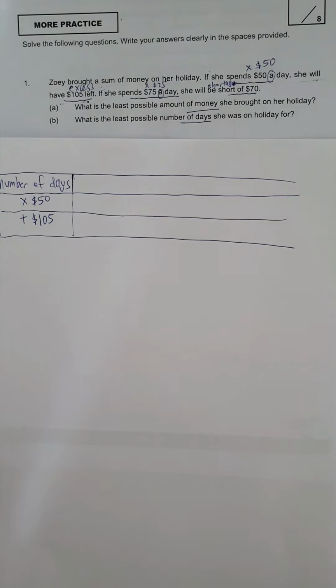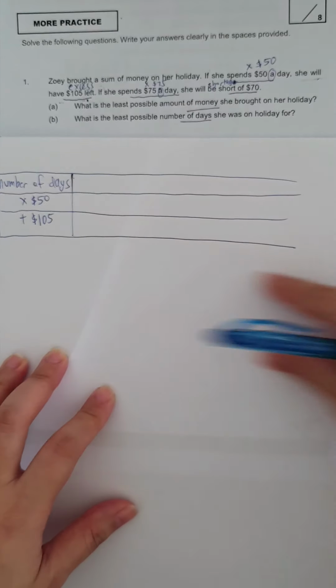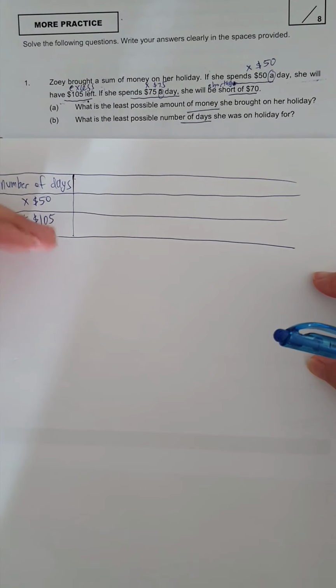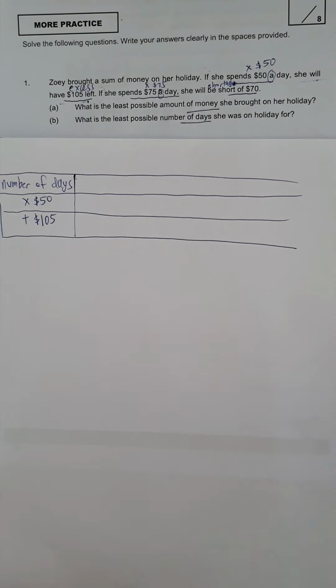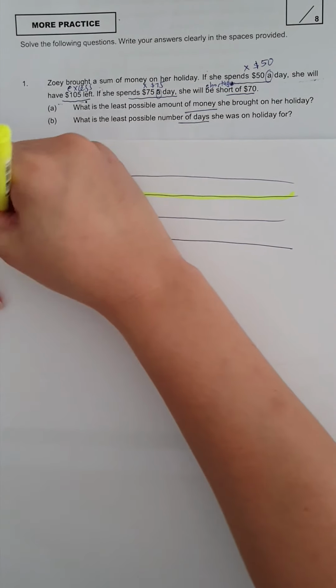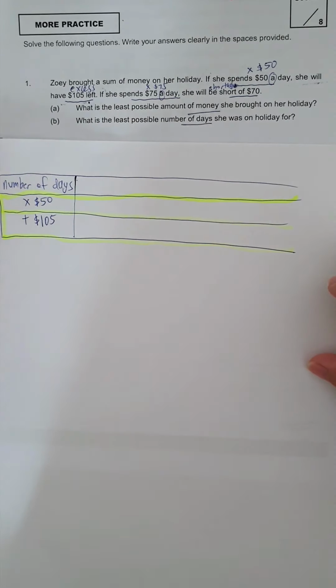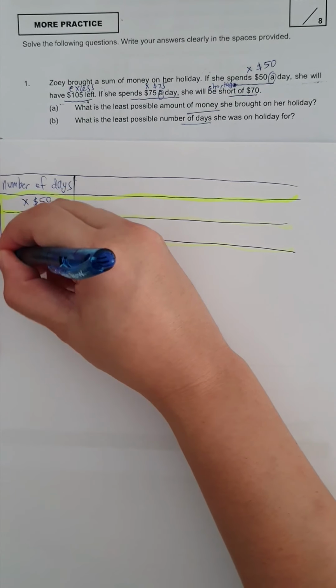Now, to save you time as well: some teachers will require you to do 2 tables, then you have to repeat this number of days here as well. So you have to do 1, 2, 3, 4, 5, 6. But I don't want to do that. So what I do is I split the thing. The first set of rule is times 50 plus 105. I will put it like that. This is my first set of rule. And then my second set of rule, I will just extend like that.